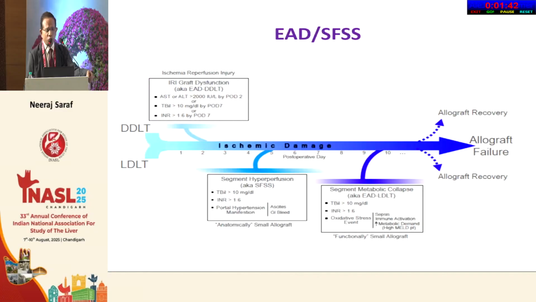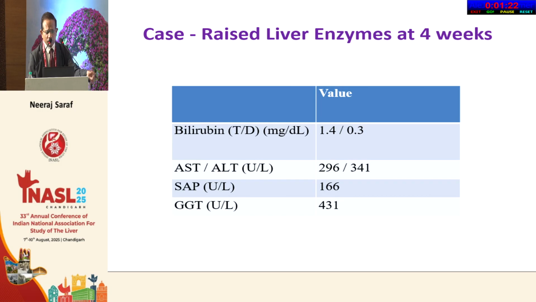Early graft dysfunction and small for size syndrome again occur in the first few weeks, and they're a form of ischemia reperfusion injury. To call it small for size syndrome, you need a bilirubin of more than 10, INR of more than 1.6, and evidence of portal hypertension, usually ascites, after transplant. I think Dr. Soin has a lecture on this, so I'll quickly wrap up.